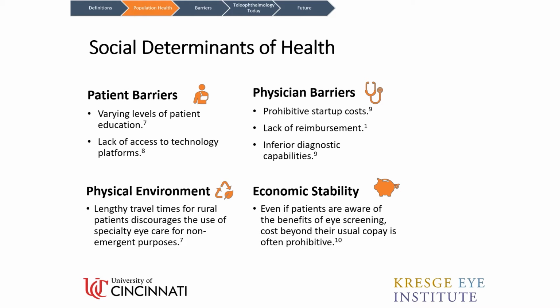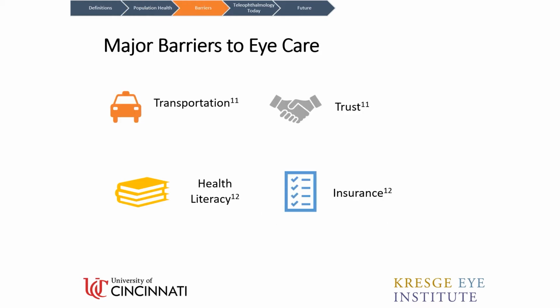Other important social determinants of health include the physical environment. Lengthy travel times for patients living in rural areas discourages the use of specialty eye care for non-emergent purposes. A patient's economic stability also plays a role. Even if patients are aware of the benefits of eye screening, cost beyond their usual copay is often prohibitive. Other major barriers to eye care include patient transportation to and from appointments, a patient's level of trust in their physician, a patient's level of health literacy, and a patient's insurance coverage.